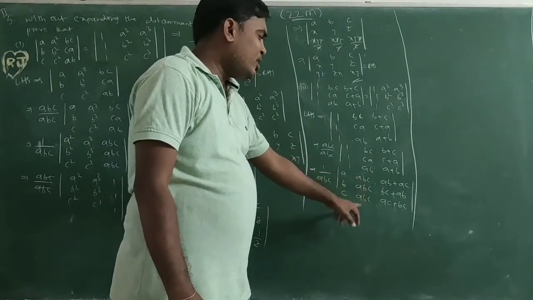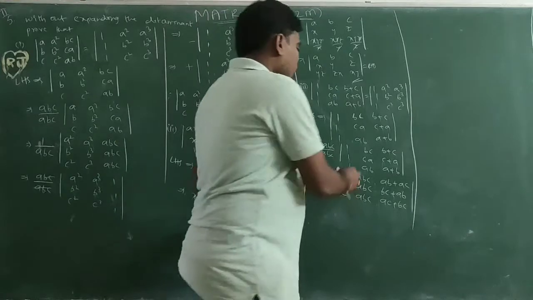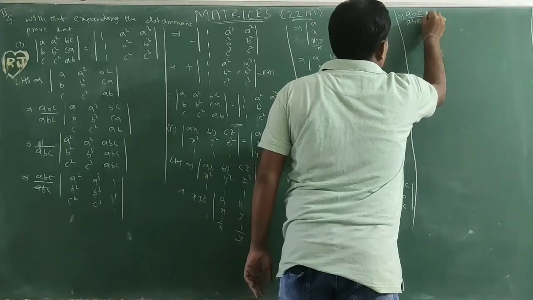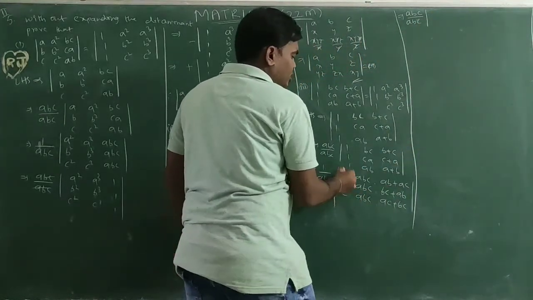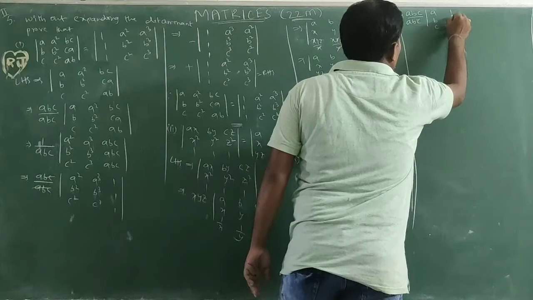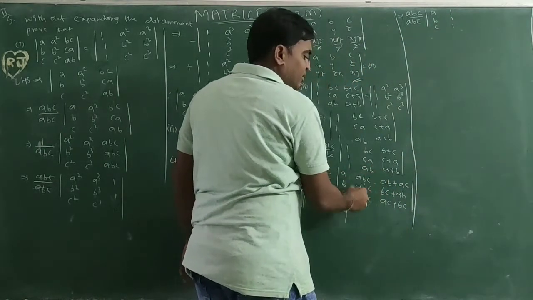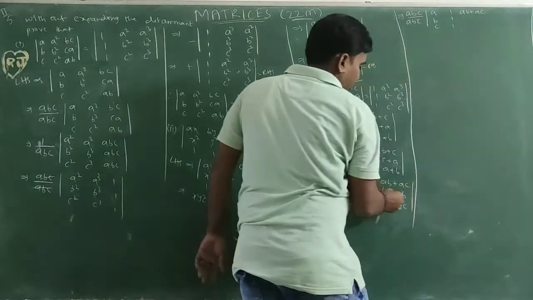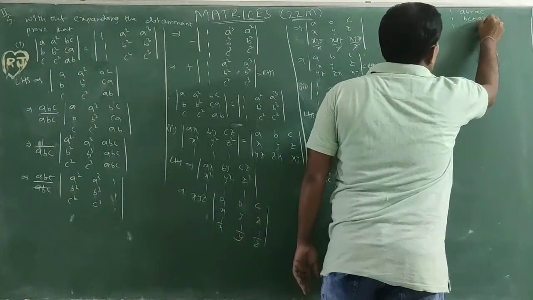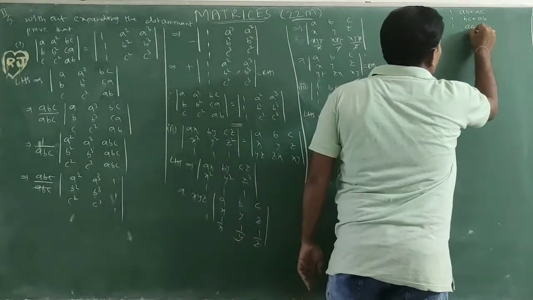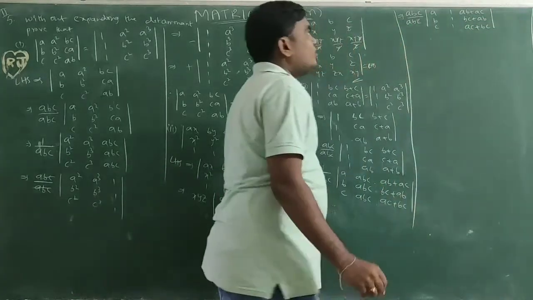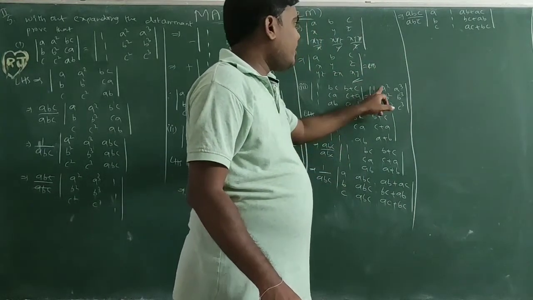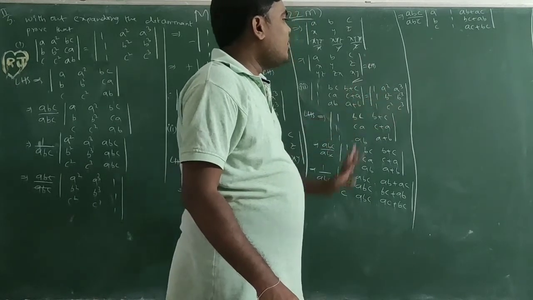In the second column I want to take abc common. If you take abc common, abc by abc. First column a b c, second column 1 1 1, I am taking abc common. Third column ab plus ac, bc plus ab, ac plus bc. Now we need 1 a square a cube, 1 b square b cube, 1 c square c cube.